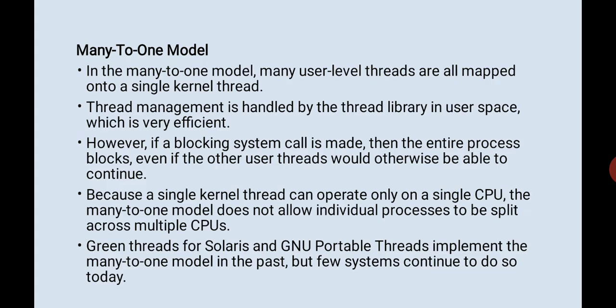Because a single kernel thread can operate only on a single CPU, the many to one model does not allow an individual process to be split across multiple CPUs. This is very well understood because there is only one single kernel thread doing it, right? So even if you are doing it from the user level, it is of no use. Green threads for Solaris and GNU portable threads implement the many to one model, right?